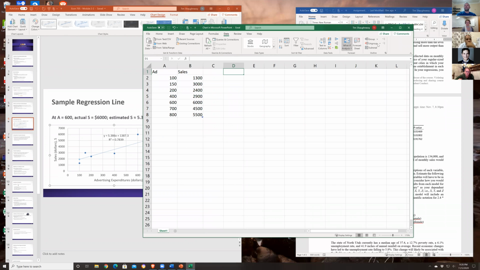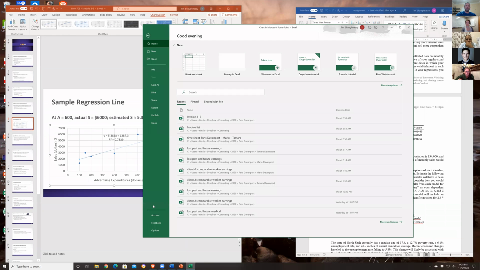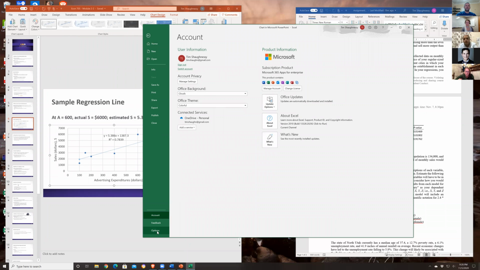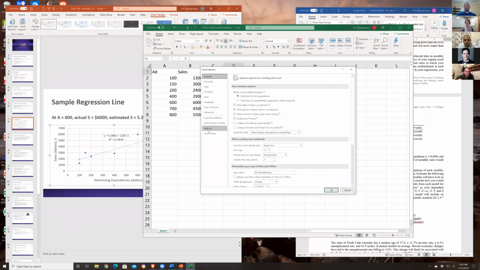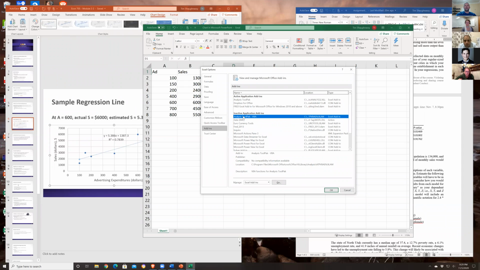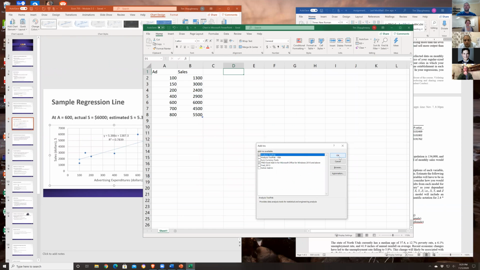And again, I'll do a regression, which is, where's my, oh, I wonder if this is going to mess me up because I need my data analysis tool pack, which is an add-in analysis tool pack. Let's do it this way. It should be there.